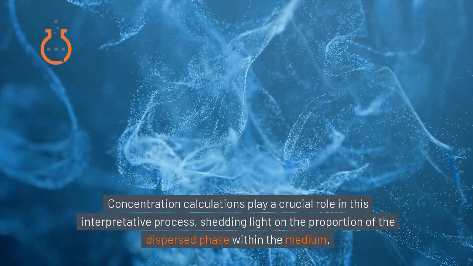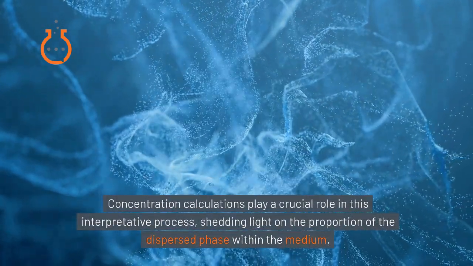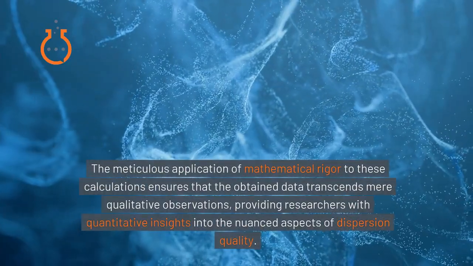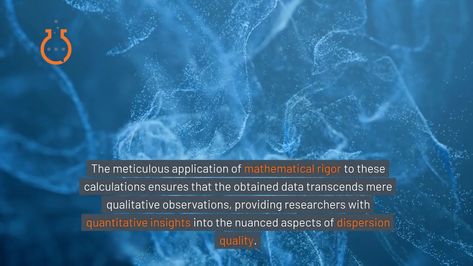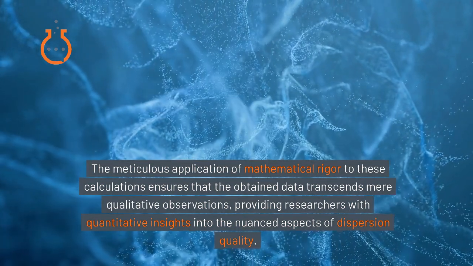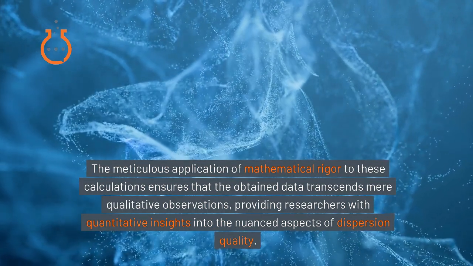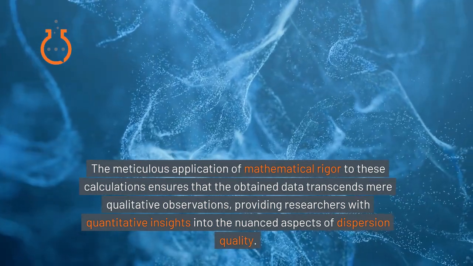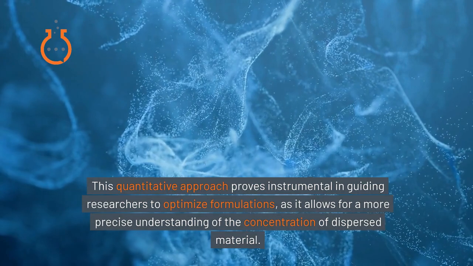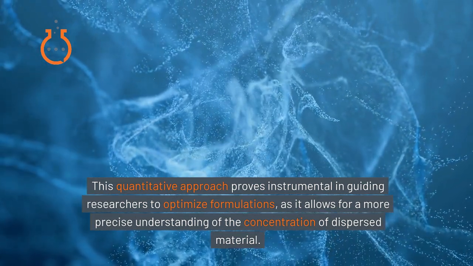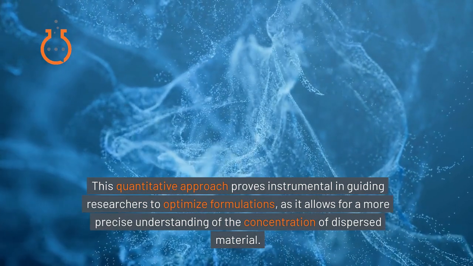Concentration calculations play a crucial role in this interpretive process, shedding light on the proportion of the dispersed phase within the medium. The meticulous application of mathematical rigor to these calculations ensures that the obtained data transcends mere qualitative observations, providing researchers with quantitative insights into the nuanced aspects of dispersion quality. This quantitative approach proves instrumental in guiding researchers to optimize formulations, as it allows for a more precise understanding of the concentration of dispersed material.